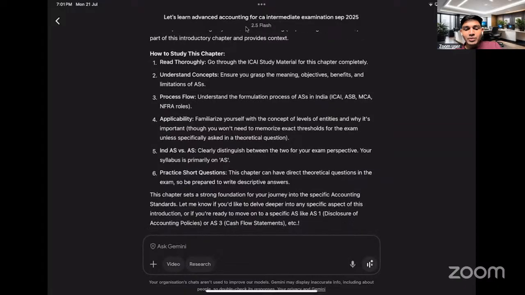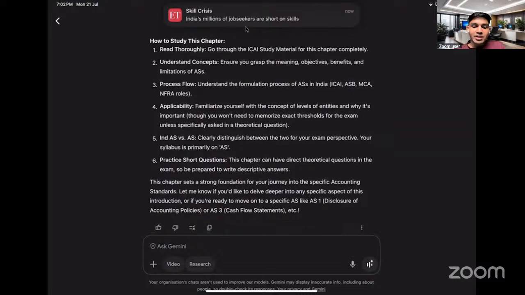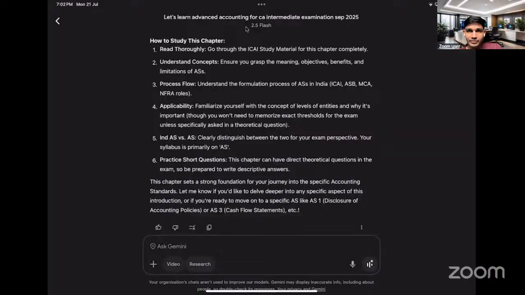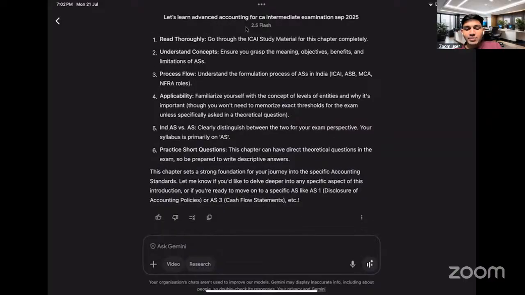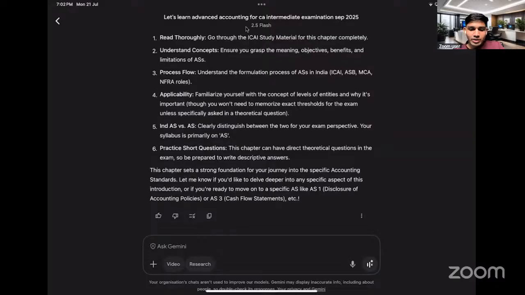Then the process flow: understand the formulation of accounting standards in India through the involvement of ICAI, ASB, MCA, NFRA, and their roles in the formulation of accounting standards. Then applicability: familiarize yourself with the concept of levels of entities and why it's important. You won't need to memorize the exact thresholds for the exam unless specifically asked in a theoretical question.